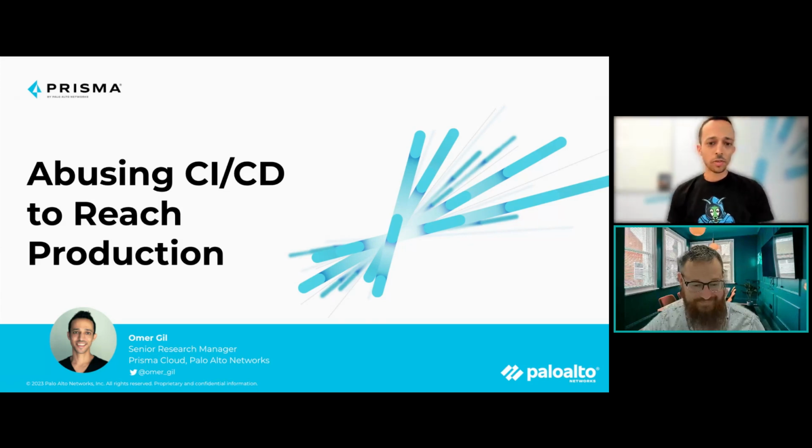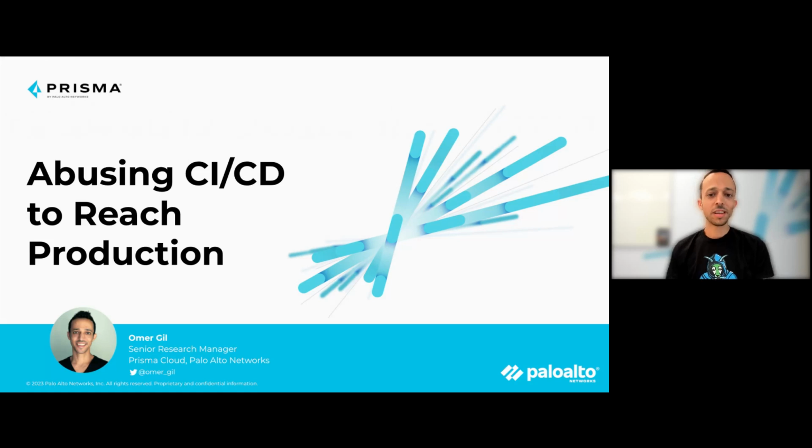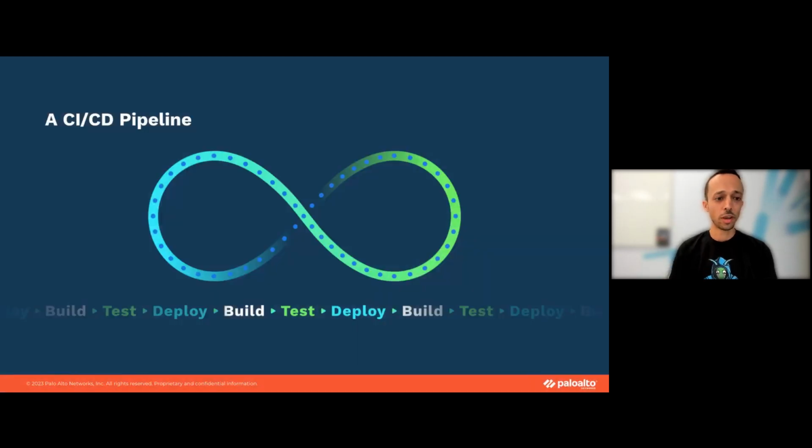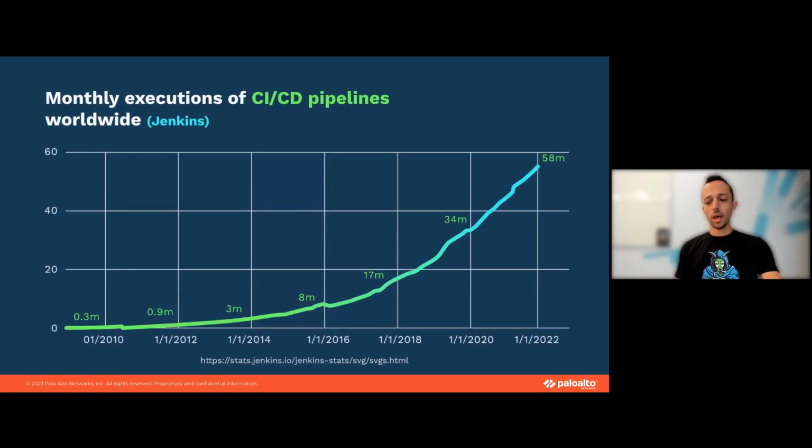Thanks. So hello, everyone. My name is Omer Gill, and welcome to my talk, where we will see how attackers abuse CI/CD environments to reach production. Just before we get to the point, let's start with a quick intro. Most of you probably work with CI/CD pipelines on a daily basis. Nearly any company that develops software has pipelines used to build, test, and deploy their code. And usage of CI/CD is becoming more and more common as the years go by.